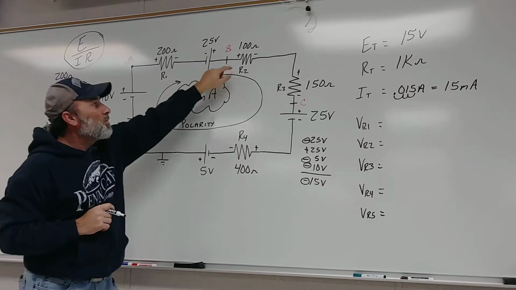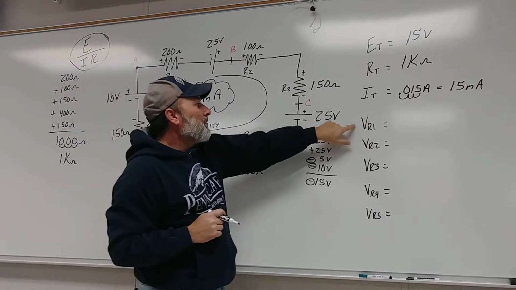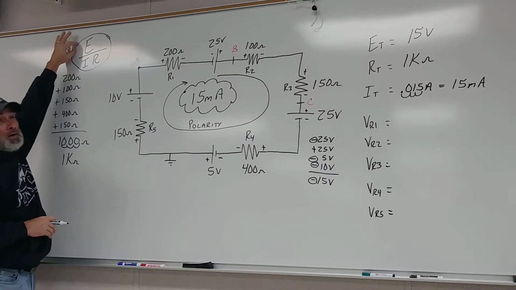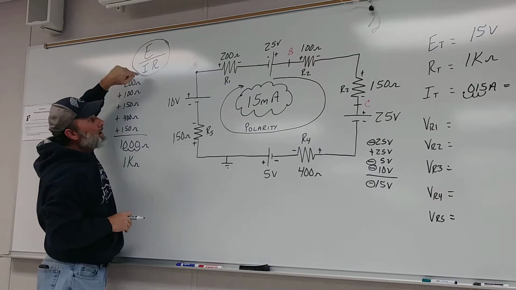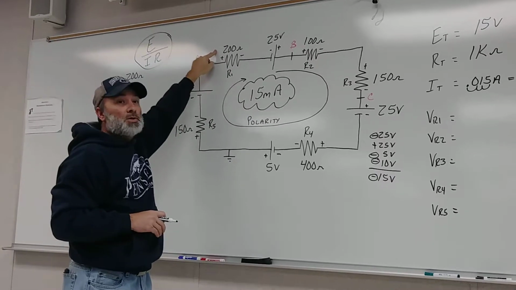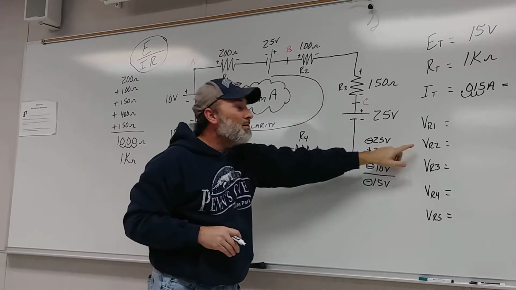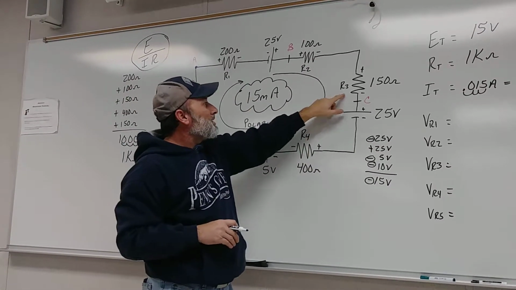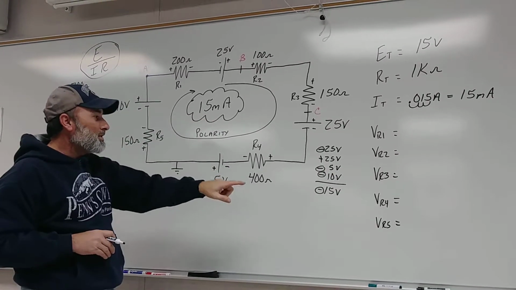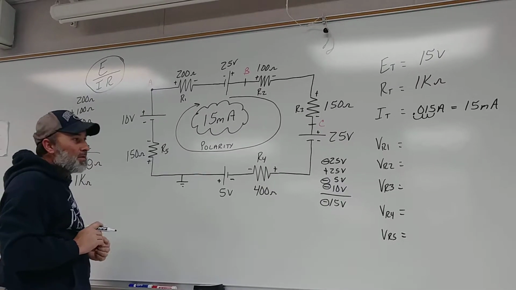So the current through each one of my resistors is 15 milliamps. Now I want to find my voltage across my resistors. Again, I go back to my cheat sheet. I'm looking for E. I cover it up, and it's I times R. So I simply multiply 15 milliamps times 200 ohms to get VR1. 15 milliamps times 100 ohms gives me VR2. 15 milliamps times 150 ohms is VR3. 15 milliamps times 400 ohms gives me VR4. And then 15 milliamps times 150 ohms will give me VR5.